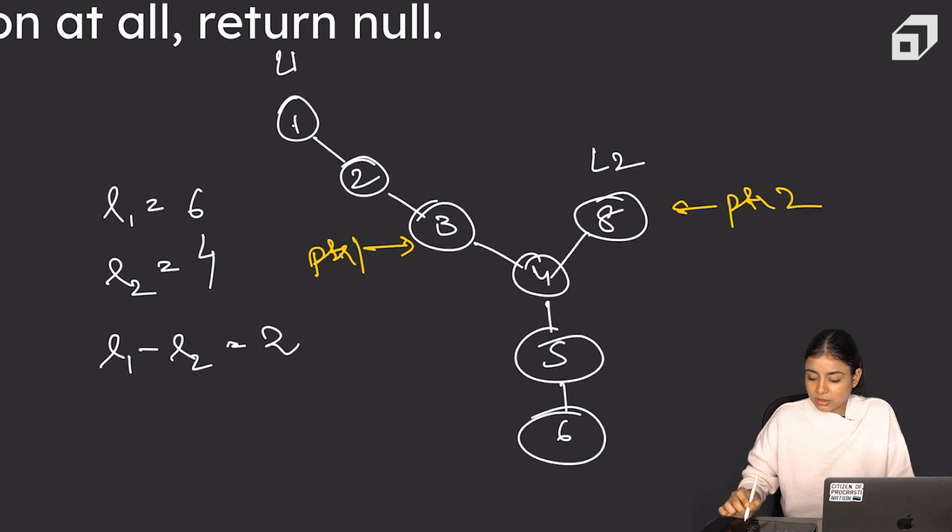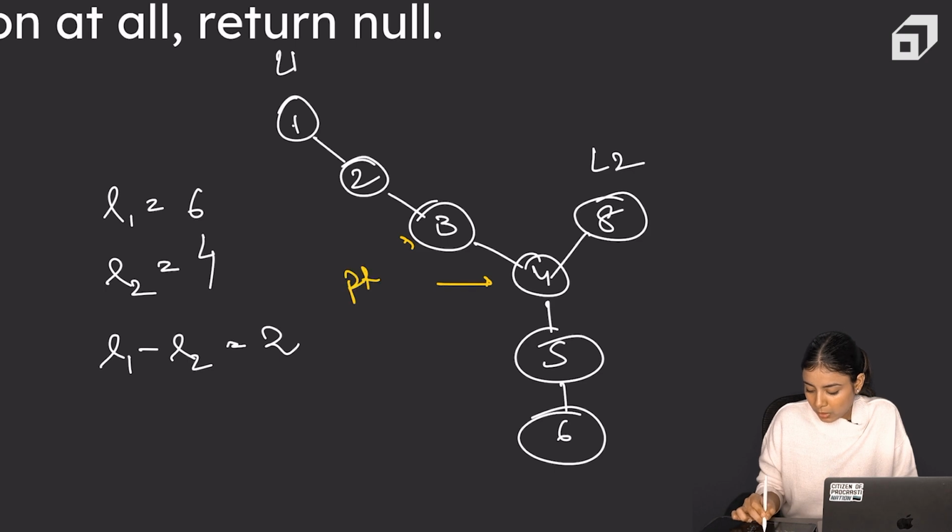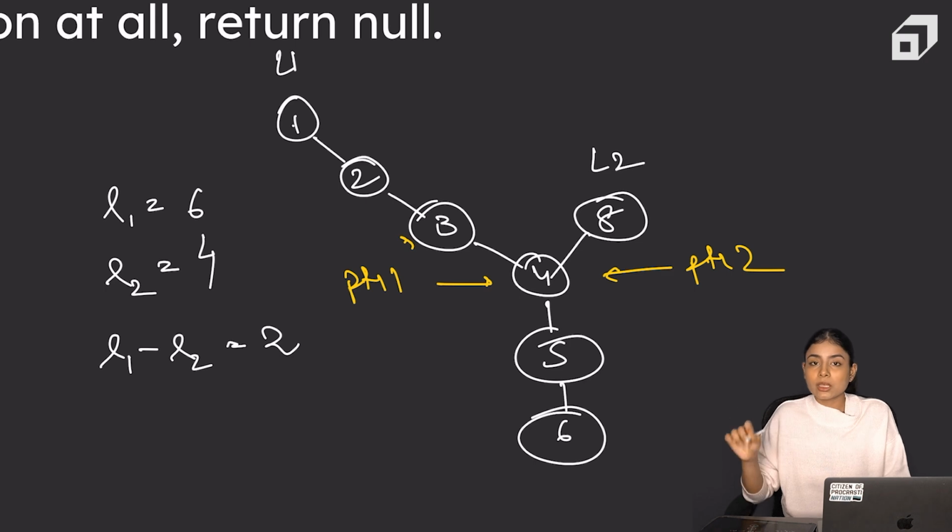Now if I start checking pointer 1 and pointer 2, are they equal? They are not. So I move pointer 1 and pointer 2 ahead. Pointer 1 and pointer 2, are they equal? Yes, they are. That means we have found the intersection point.